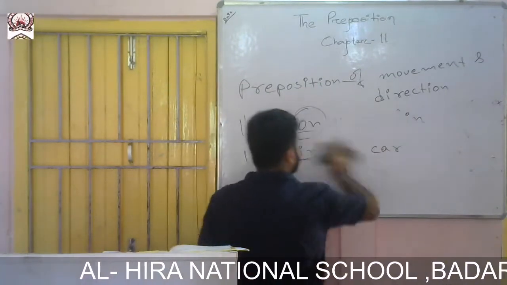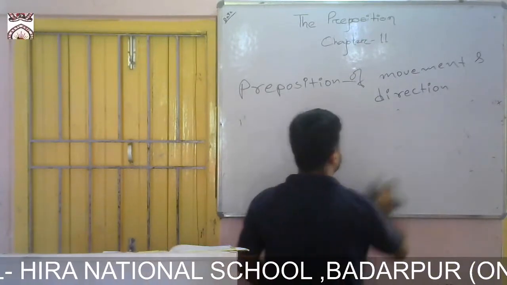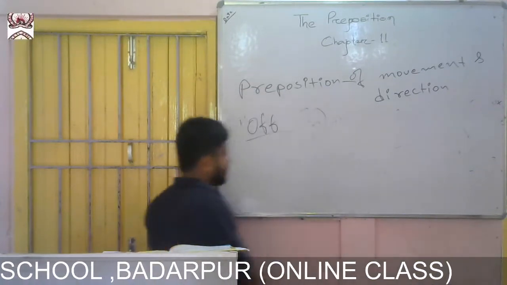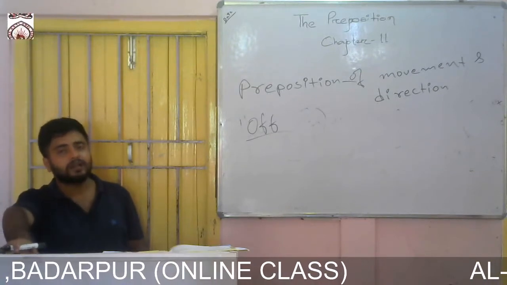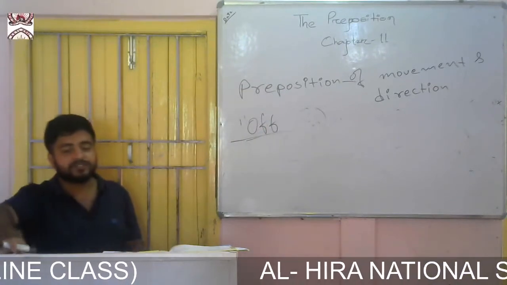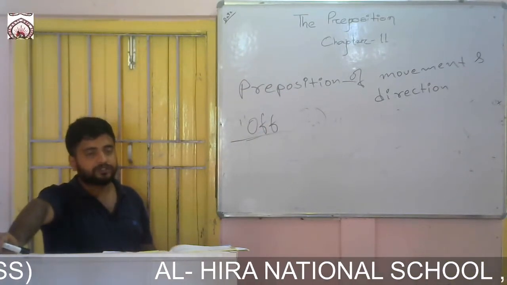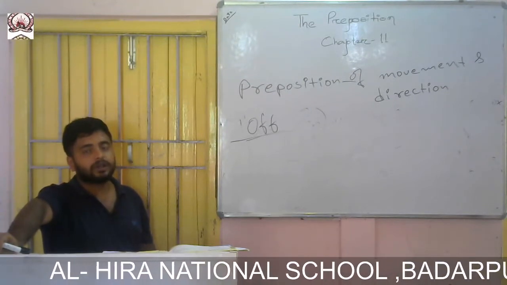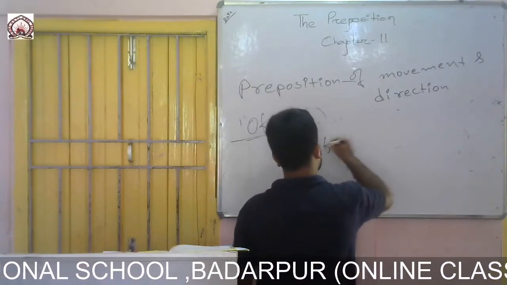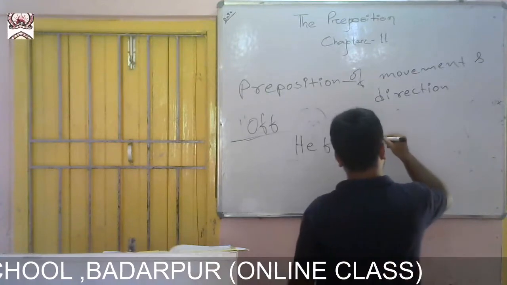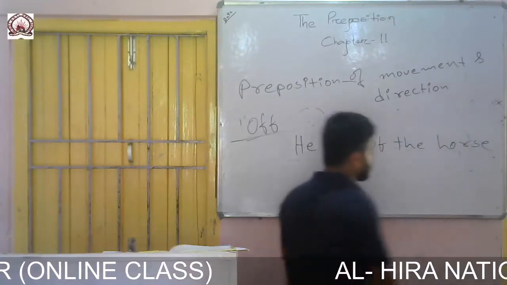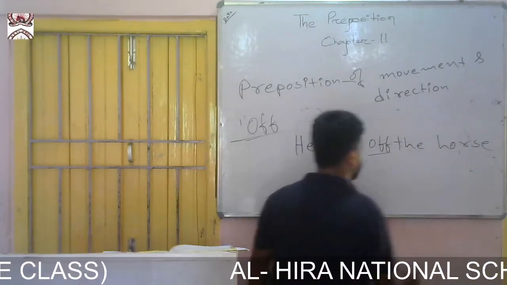I hope you have understood. Another preposition of movement and place is off, O-F-F. It is a very common preposition. When you are to use the preposition off, if you see separation, then what do we have to use? You have to use off. For example, he fell off the horse. O-F-F. He fell off the horse.